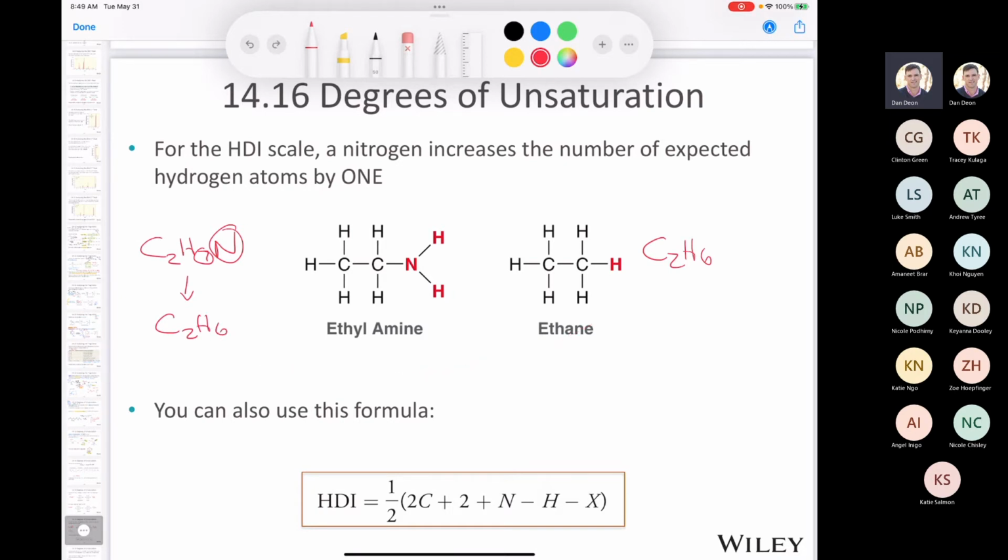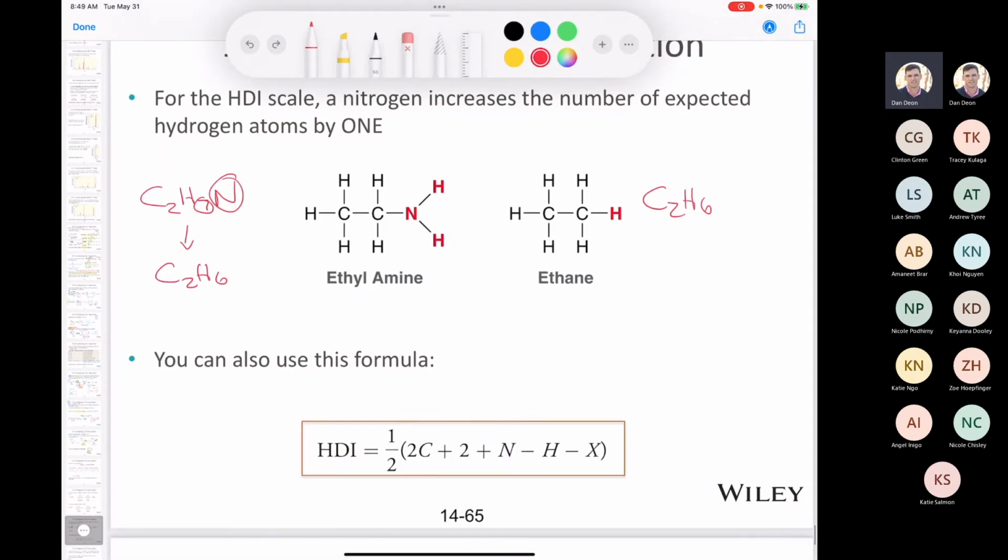Now, if you're wondering, is there a formula I could use? The answer is yes, there is a formula, and the formula is right here. HDI, which is the same thing as U, is 1/2 multiplied by 2 times the number of carbons plus 2 plus the number of nitrogens, subtract the number of hydrogens, subtract the number of halogens. Remember the X represents the halogens. And there you have it. And that's the formula that you can use.